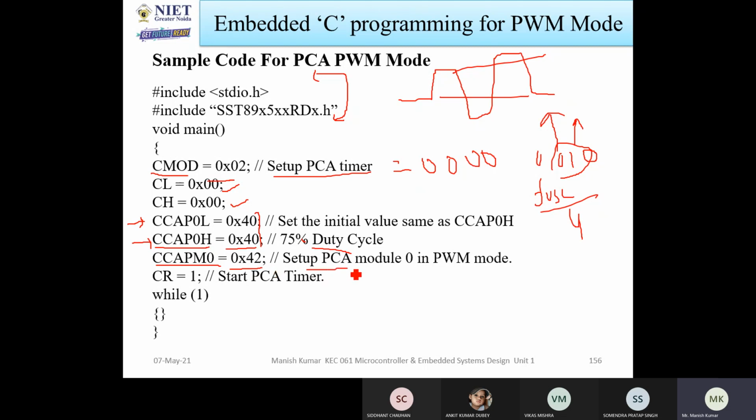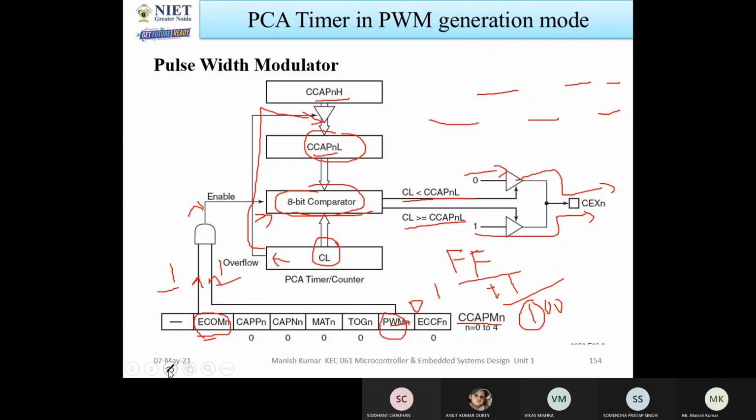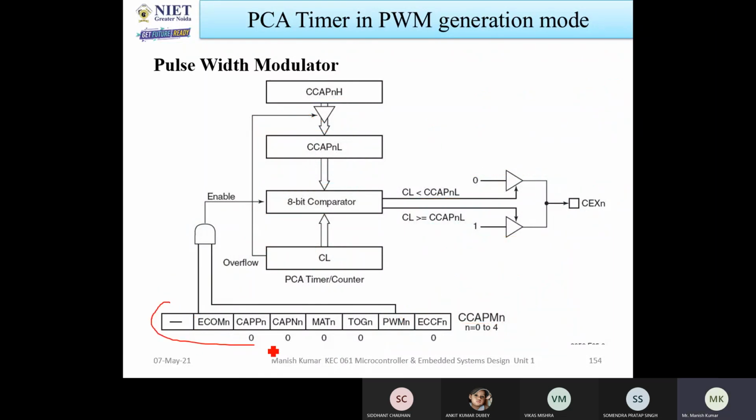Now again you have to set up the PCA modules in various modes. So we are assuming that module 0 we are setting in PWM mode. So 0x42 means 4 means 0100 and 2 means 0010. So now you can see in the previous slides what will happen. In this register, this is the CCAPM register. In these registers, we are going to use only the PWM bit and the ECOM bit. So these two bits are 1 1, the rest of the register 0.